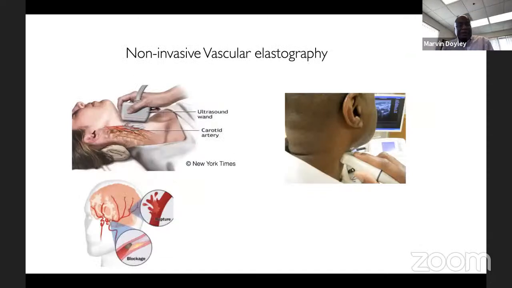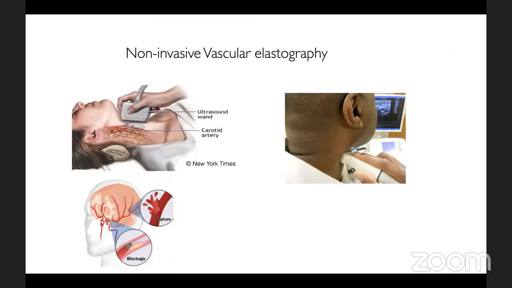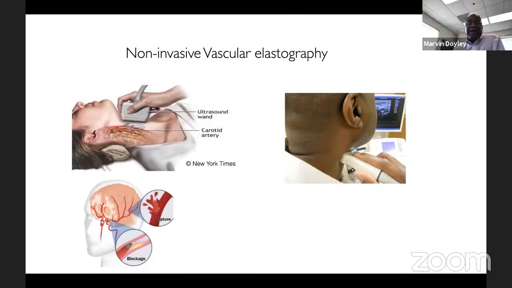Last thing, I'm almost done. I'm going to talk about non-invasive vascular elastography. So this is the case.